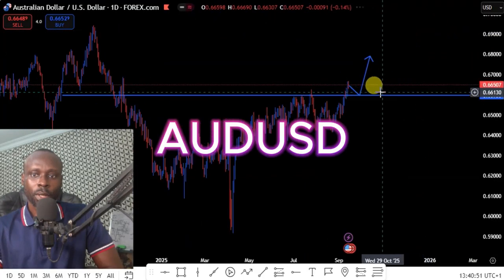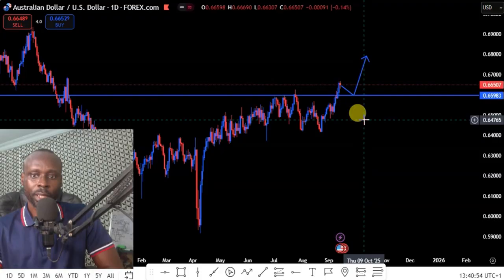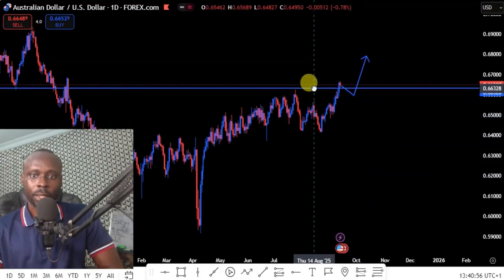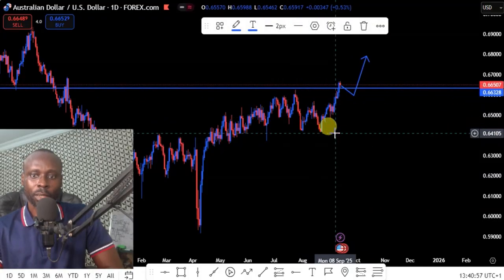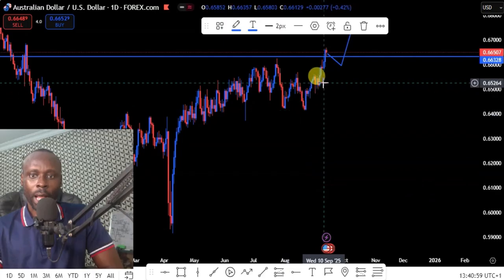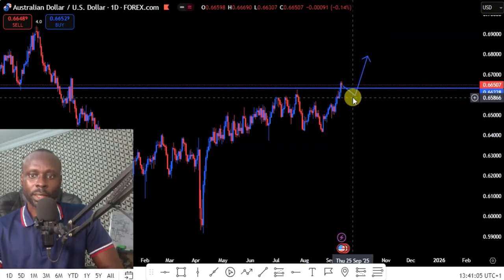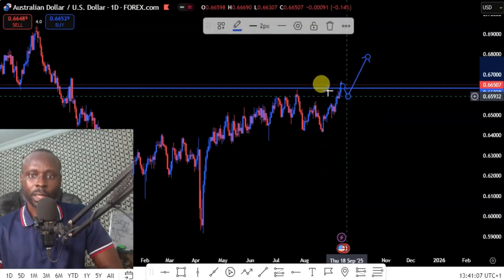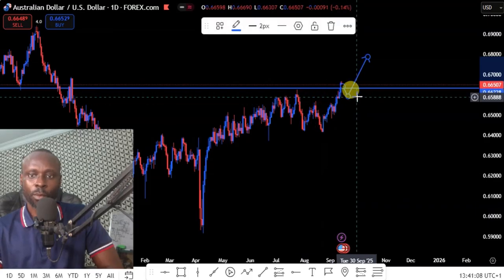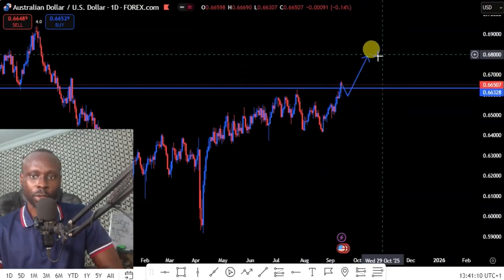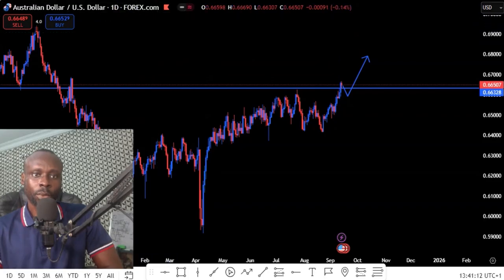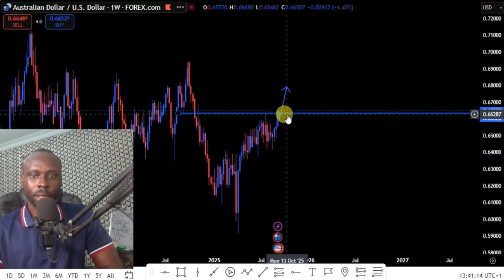Australia USD on my daily chart broke out of this high. So long as price broke out of this high, we now have a lower low, higher low. So what we expect this week on Australia USD, we need price to retest this break level, then we'll start looking for possible buying opportunity for the Australia to the top. So let's look at the weekly chart of the Australia USD.